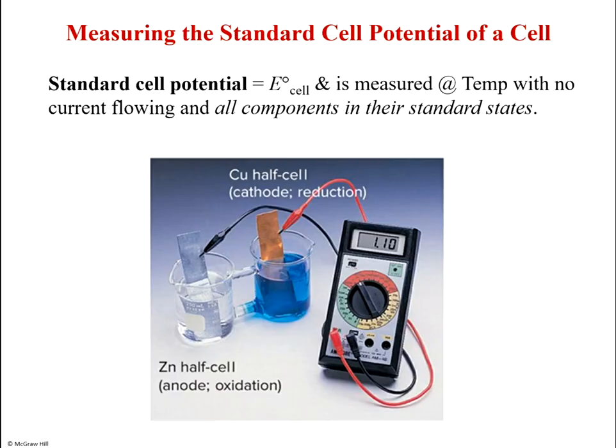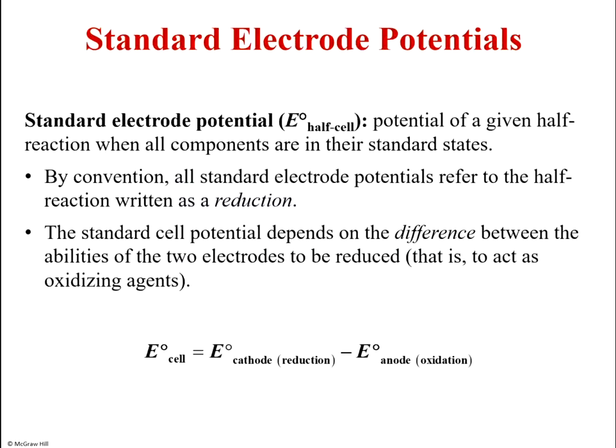So the standard cell potential is what we call E0 sub-cell. That's measured at a particular temperature with no current flowing and all the components in their standard states. That tells us what the E0 for the system is. The standard electrode potential for a cell is the potential of a given half reaction when all the components are in their standard states, which we've discussed before.